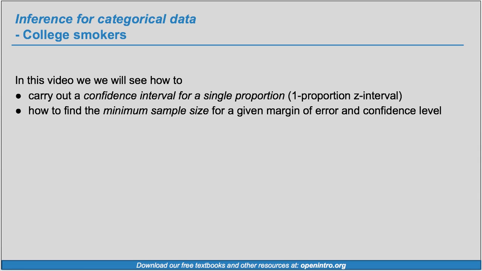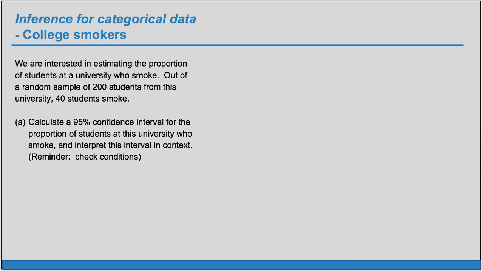In this video, we'll see how to carry out a confidence interval for a single proportion, a one proportion Z interval, and how to find the minimum sample size for a given margin of error and confidence level. We are interested in estimating the proportion of students at a university who smoke. Out of a random sample of 200 students from this university, 40 students smoke. A. Calculate a 95% confidence interval for the proportion of students at this university who smoke, and interpret this interval in context.